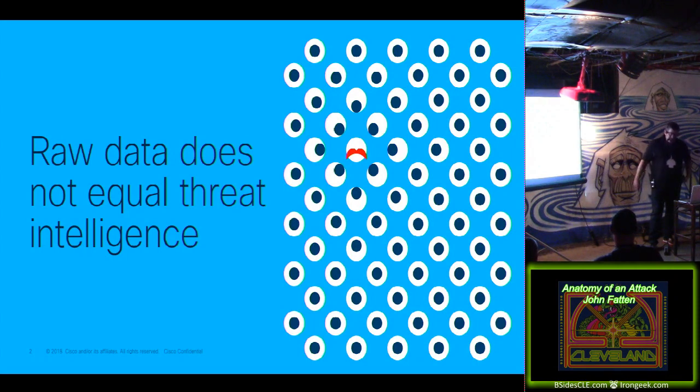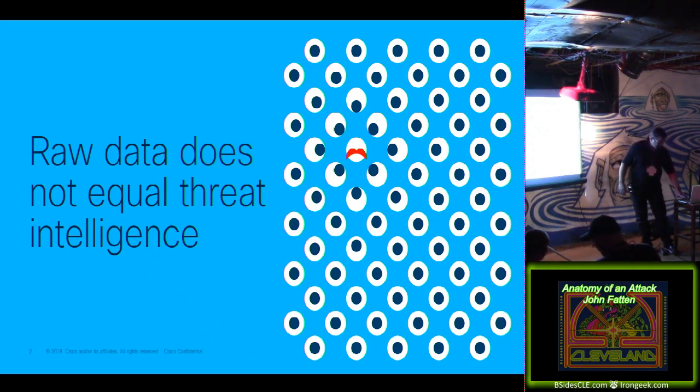Threat intelligence is information that can be used and acted upon to change an outcome. Raw data does not equal threat intelligence. You need a lot of data, a lot of relationships between different pieces of data, and a human element to bring all that together. Human expertise and context around a question or a concept is what goes into creating threat intelligence.